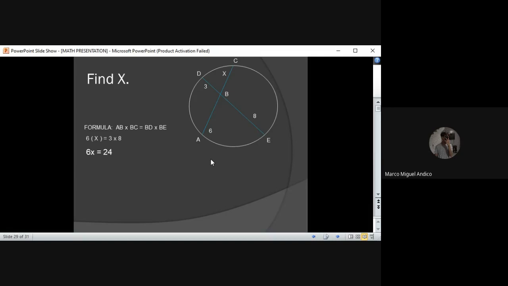So ita-times na po natin sila tulad ng ginawa natin. So magkakaroon po tayo ng 6x equals 24. So ganun pa rin po gagawin natin, i-divide both sides by 6. So equals na po siya sa x. x equals 4. So the value of x is 4. Yun lang. Salamat po.